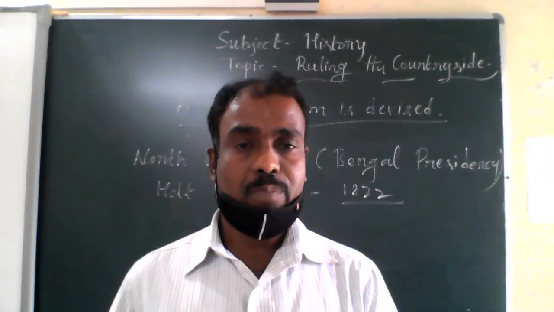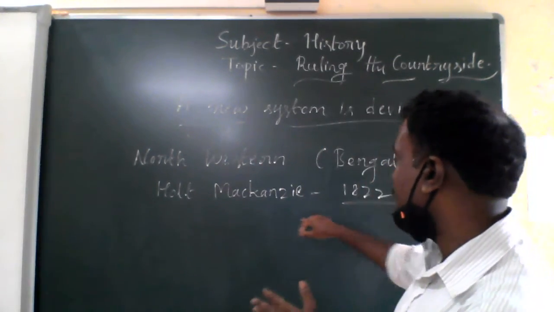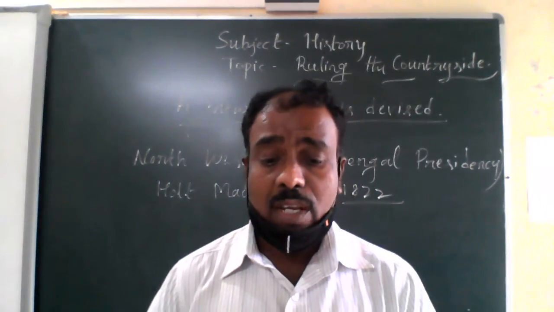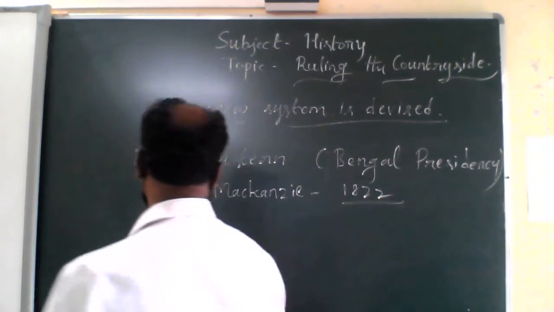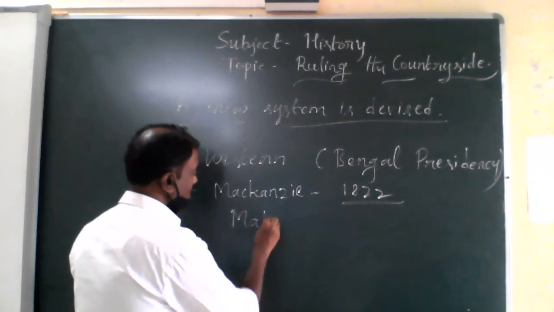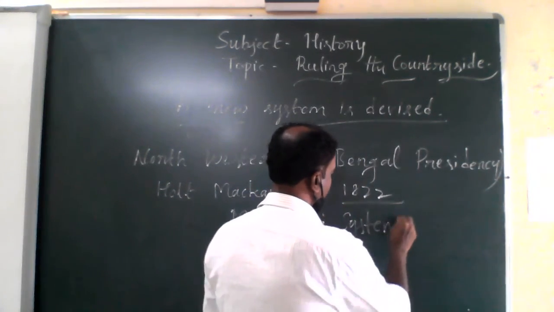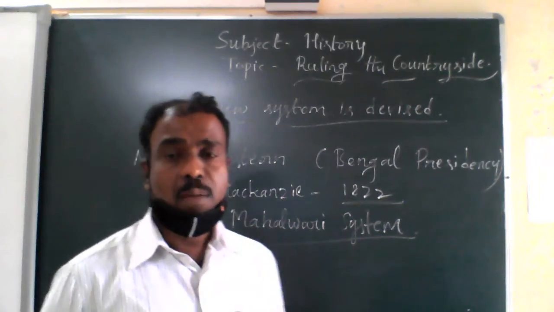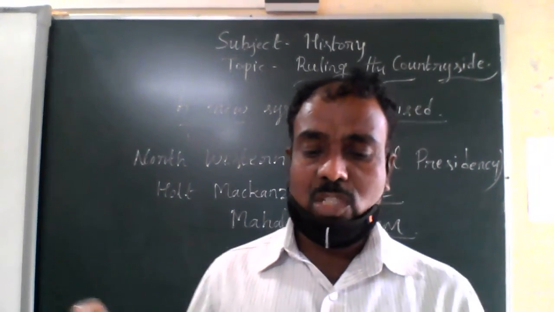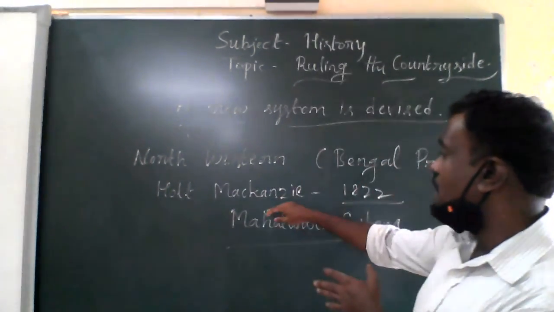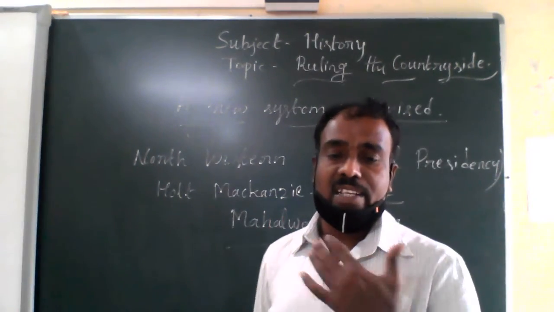So this system, whatever I explained, which was introduced by an Englishman called Mackenzie in 1822, was well known as the Mahalwari system. Are you getting this, students? So the Mahalwari system was devised by the Englishman Holt Mackenzie, and it came into effect in 1822.